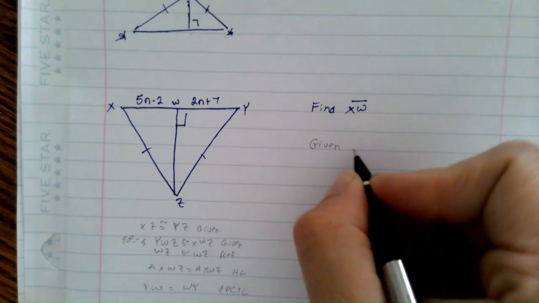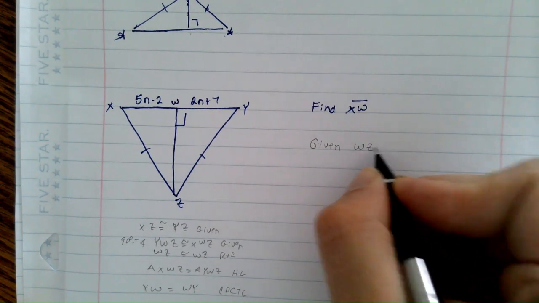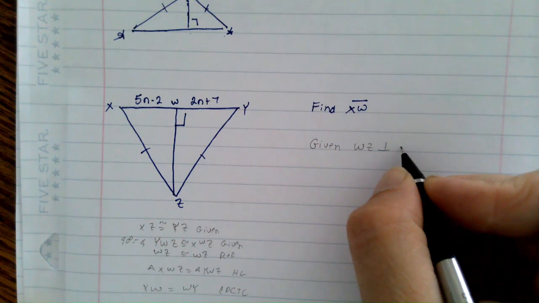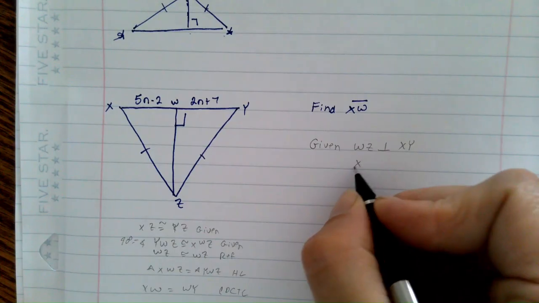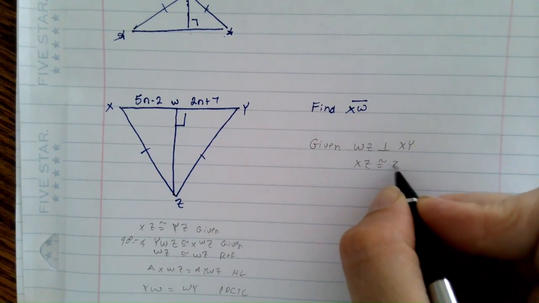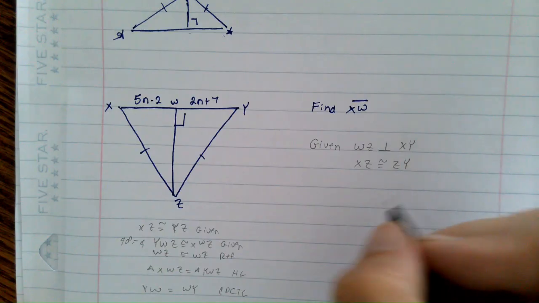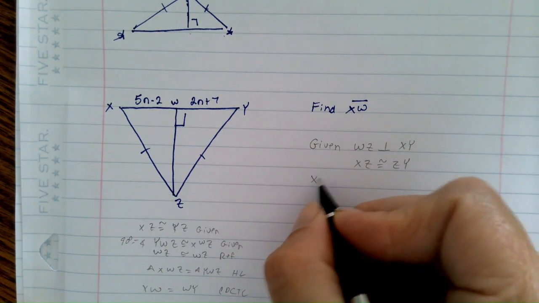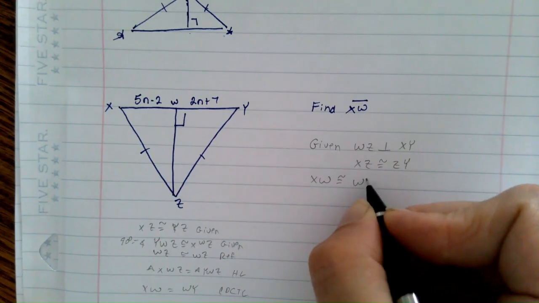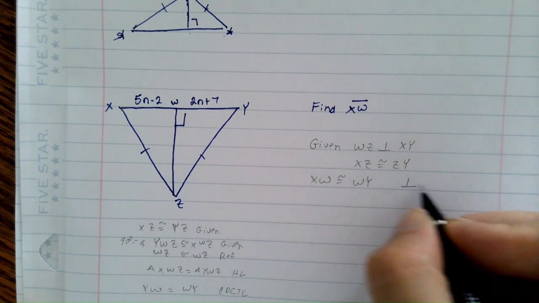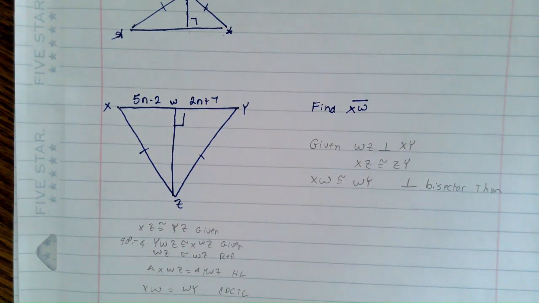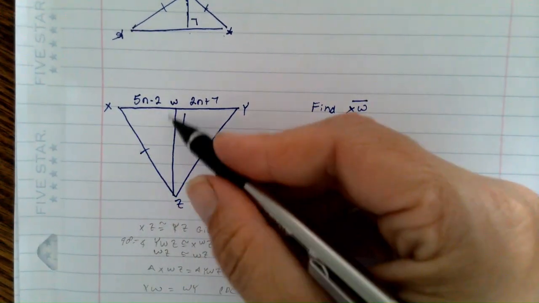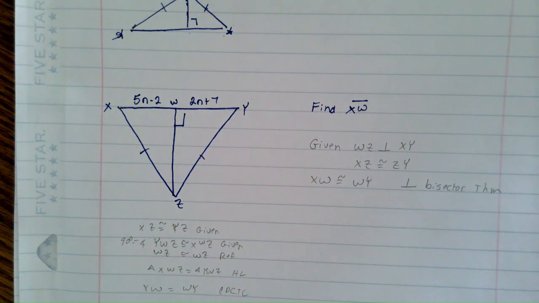Or, given WZ is perpendicular to XY, and that XZ is congruent to ZY, I know that XW is congruent to YW because of the perpendicular bisector theorem. Whew, much faster. Plus we can kind of see, hey, look, if this is the same as this, we can fold on this line, and yep, they're going to line up perfectly.